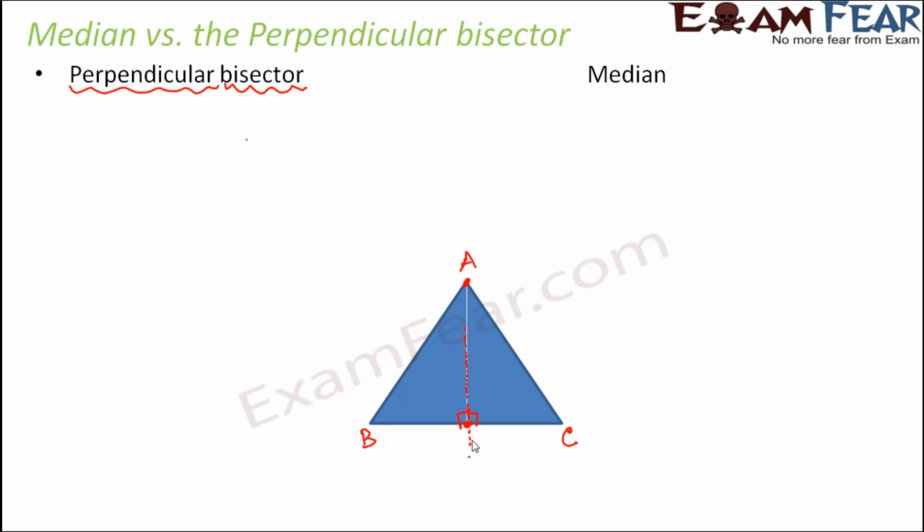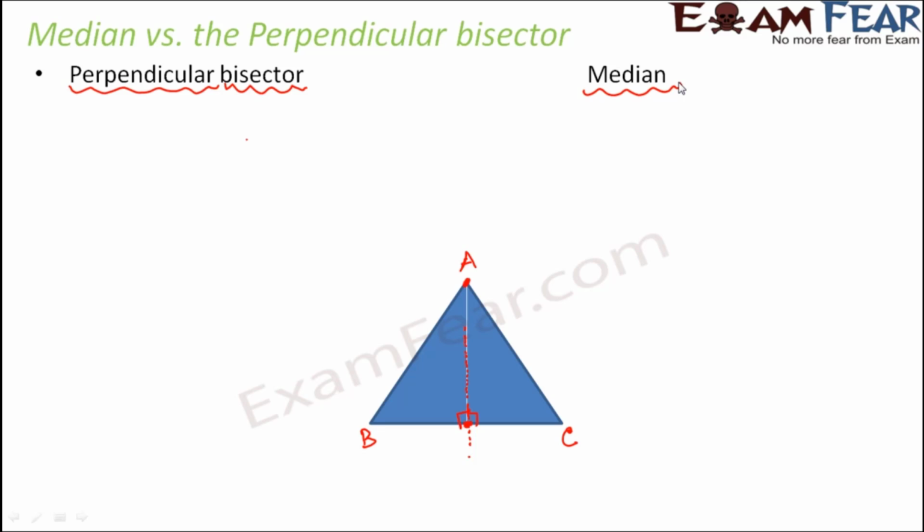Now this happens as a special case of a triangle where all the sides are equal. What type of triangle is that? Yes, equilateral triangle. So in an equilateral triangle, it can happen that the perpendicular bisector and the median coincide. So they both are represented by the same line. But that doesn't mean that a perpendicular bisector and the median will always coincide.